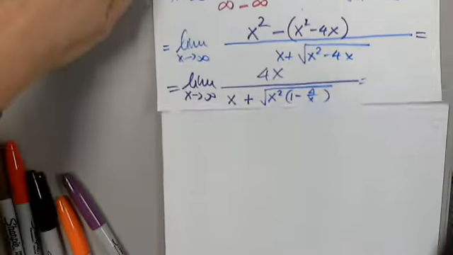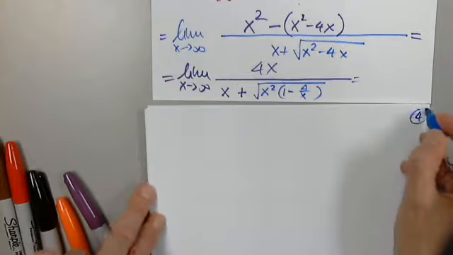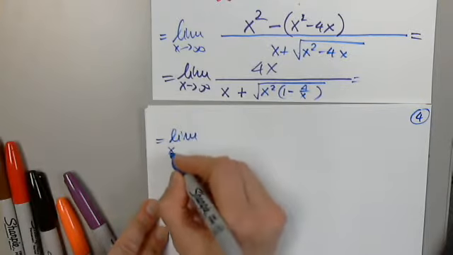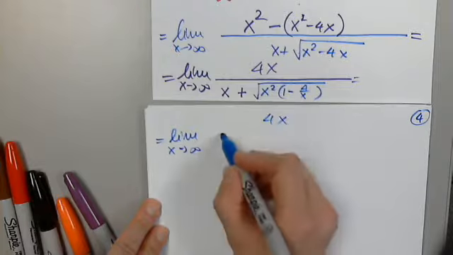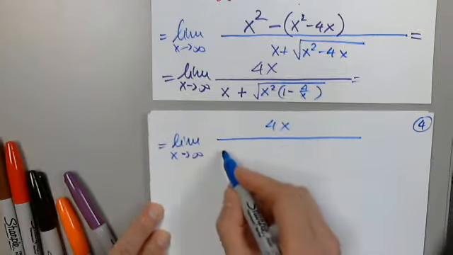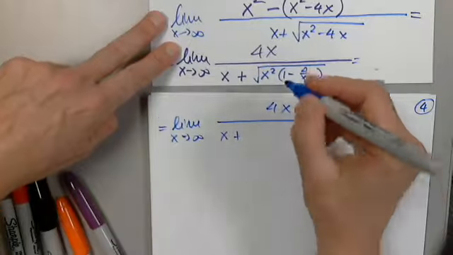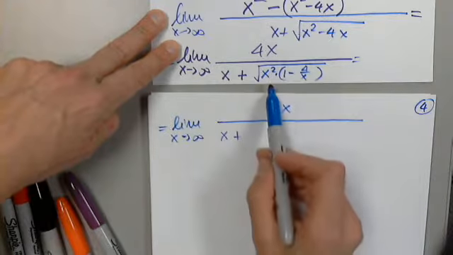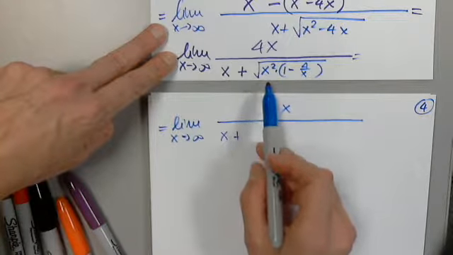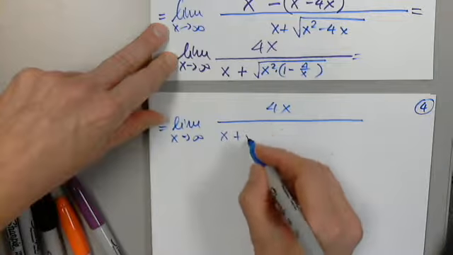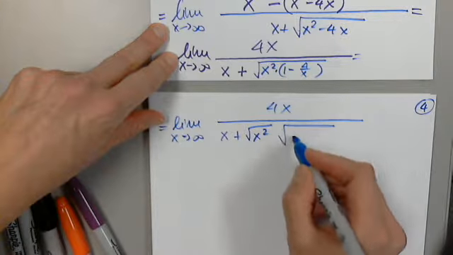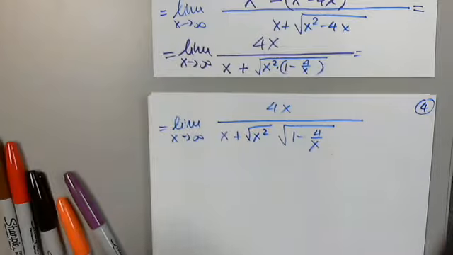Awesome. Perfect. Thank you. So now I have limit as x approaches infinity. The top will have to wait. And now the denominator, x plus. This is a product. I'm going to separate the radical into a product of two radicals: the square root of x squared times the square root of 1 minus 4 over x. We are allowed to separate a radical when the radicand is a product.